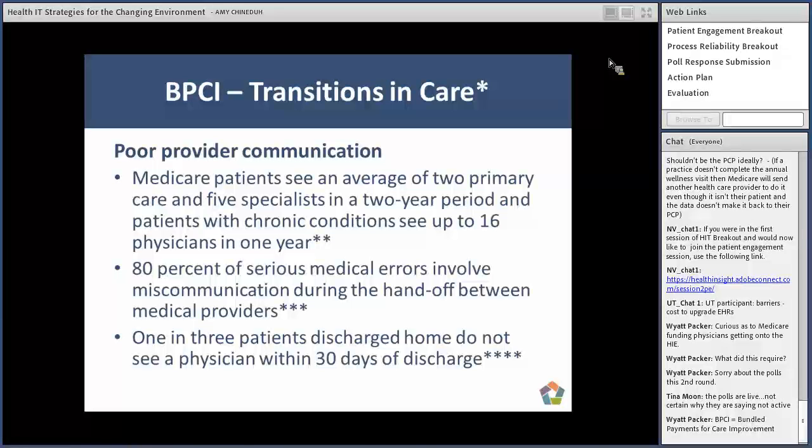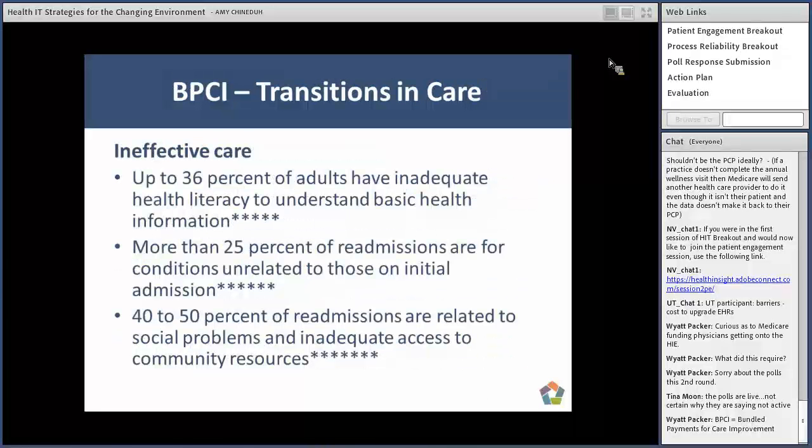That item alone will save you more readmissions than anything, and I'll describe that in a later real-life example of work we've done with a local area hospital. Ineffective care. Up to 36% of adults have inadequate health literacy to understand basic health information. When you're discharging a patient from the hospital, they will sign anything to leave the building.